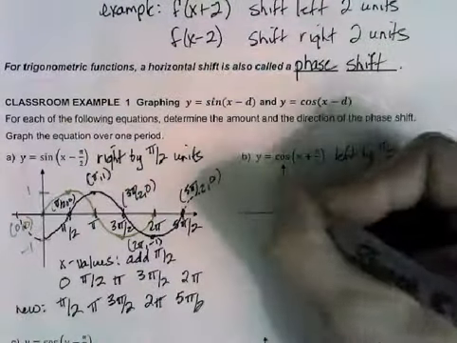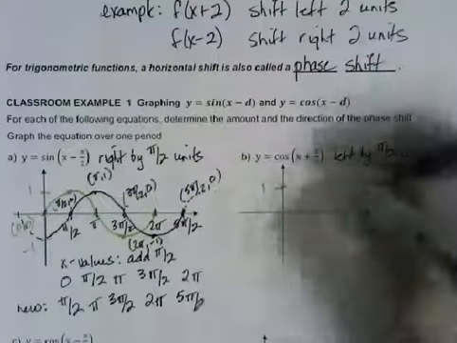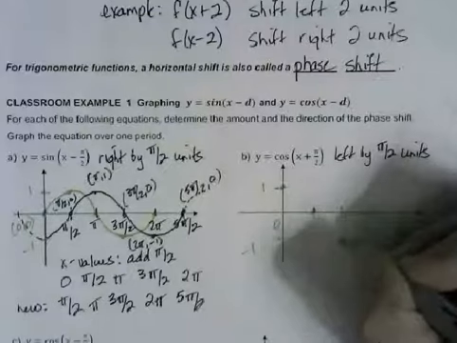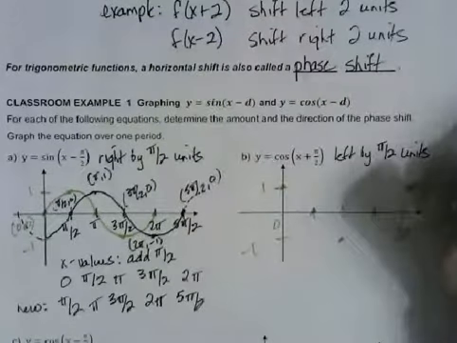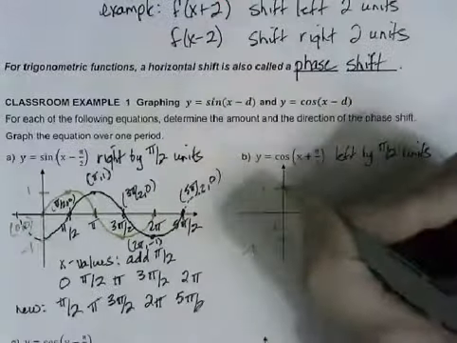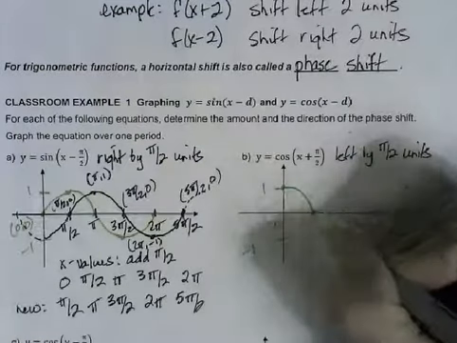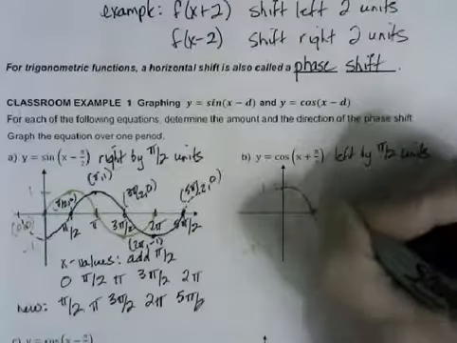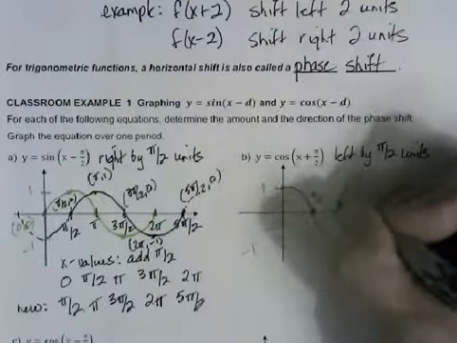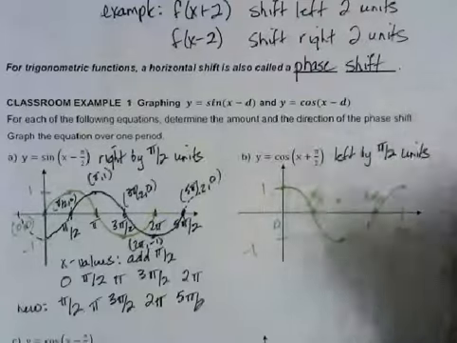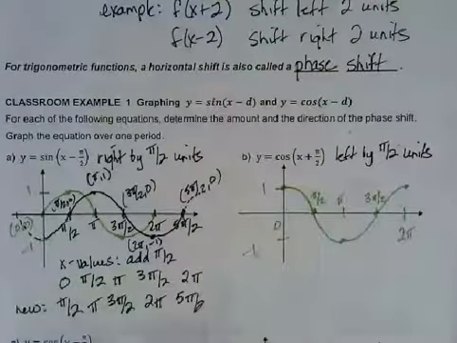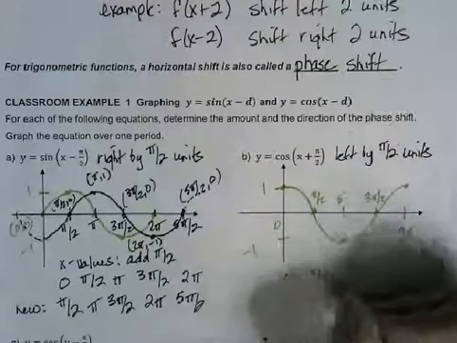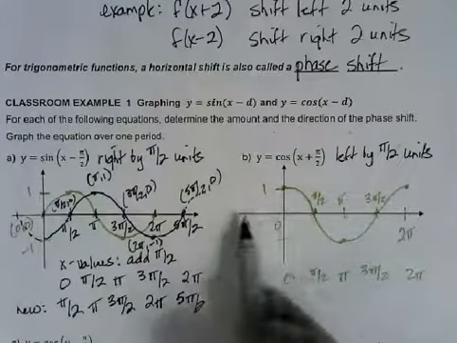I'm going to plot my 5 key points. Cosine, remember, starts at the maximum and then goes down to the x-axis, down to the minimum, back to the x-axis, and then back up to the maximum. So there's my original graph. Now what I want to do is take those original x values, and I want to shift my graph to the left by pi over 2 units.